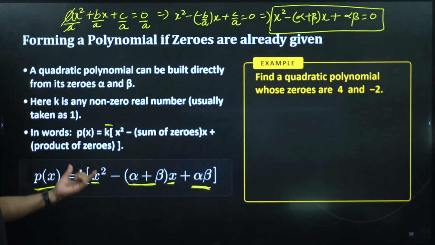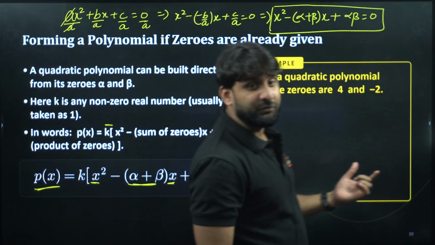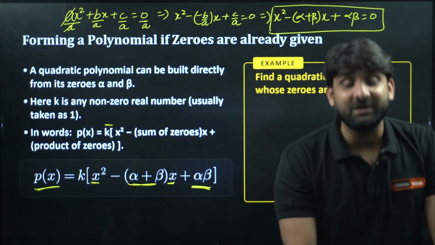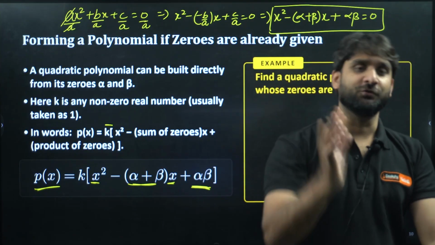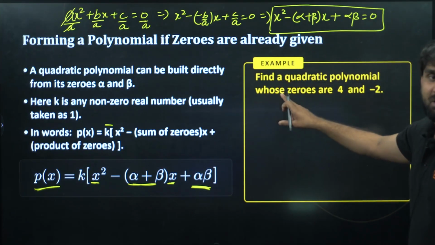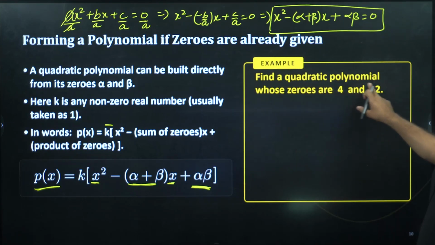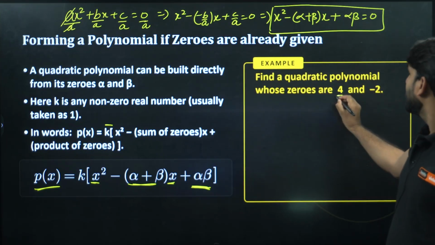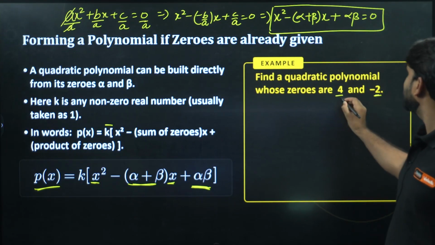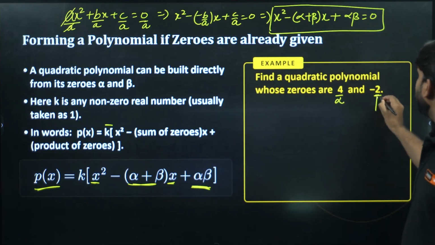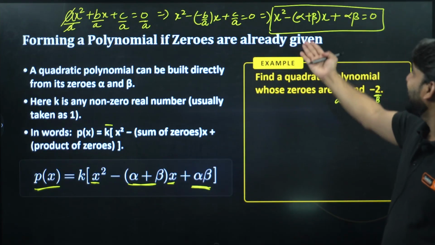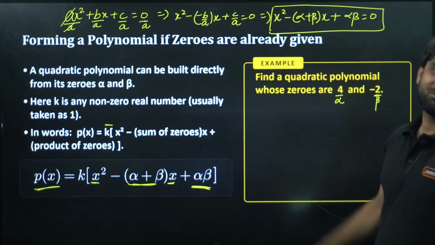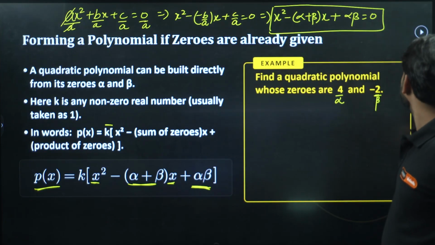This formula, when to use? When the roots are already given to you, or the sum of roots and product of roots are already given. Look at the example question here. Find a quadratic polynomial whose zeros are given. So this is alpha, and this is your beta. So alpha and beta are given to you. Now, can't we use this equation? Yes, we can.